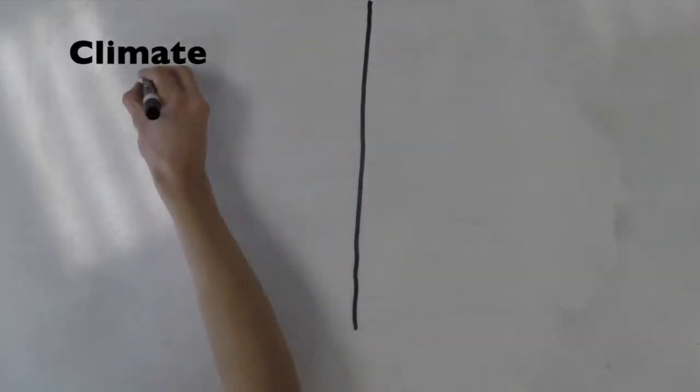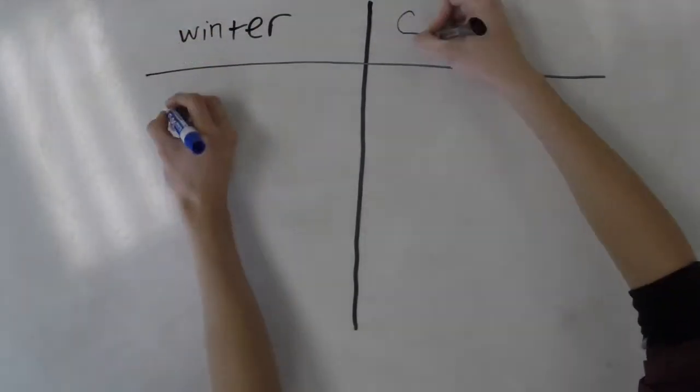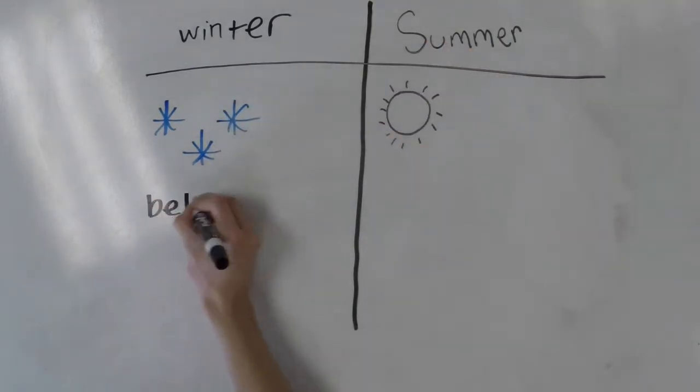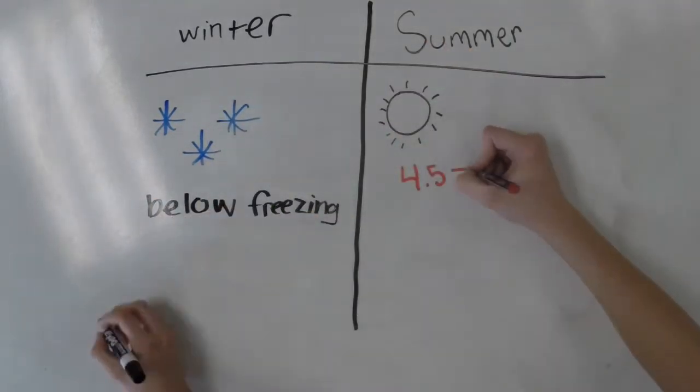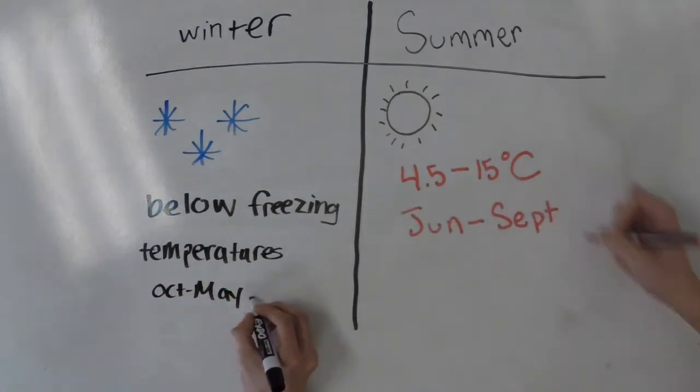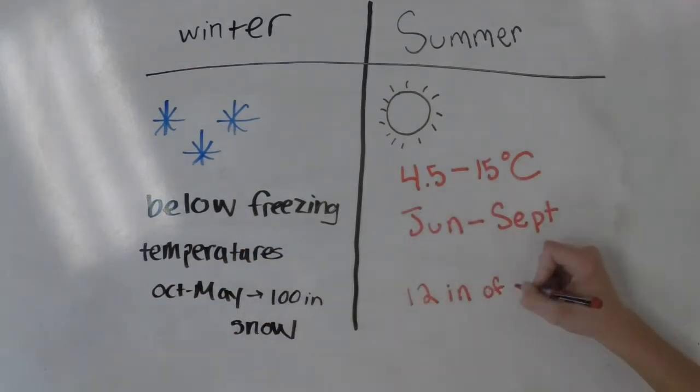To compare the seasons, winter occurs between October and May, and summer is June to September. Winter reaches temperatures below freezing and receives 100 inches of snow. And during the summer it's 4.5 to 15 degrees Celsius and gets 12 inches of rain.